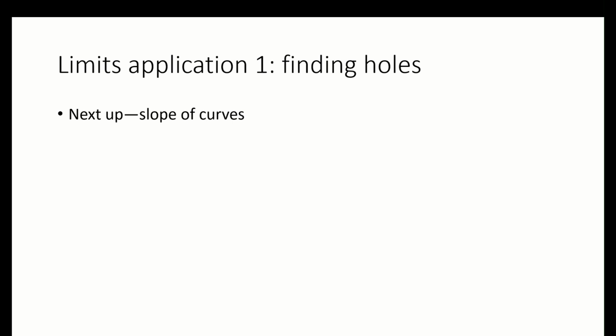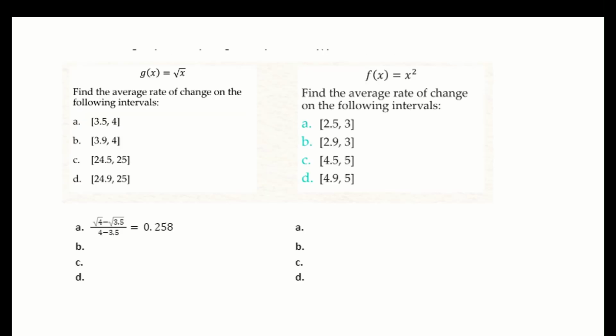So your next task that the video is going to pause and have you do is find the average rate of change of square root x on these different x intervals A through D. You should use the example. So for part A, we plugged in square root 4 minus square root 3.5 over 4 minus 3.5. Plug that into a calculator, make sure you're getting 0.258, and then repeat that process for 3.9 to 4, 24.5 to 25, and 24.9 to 25.